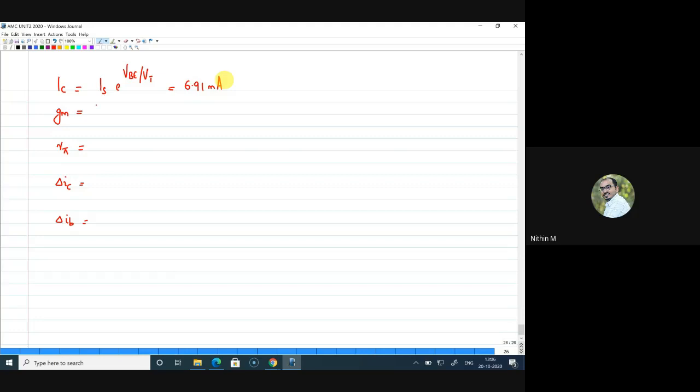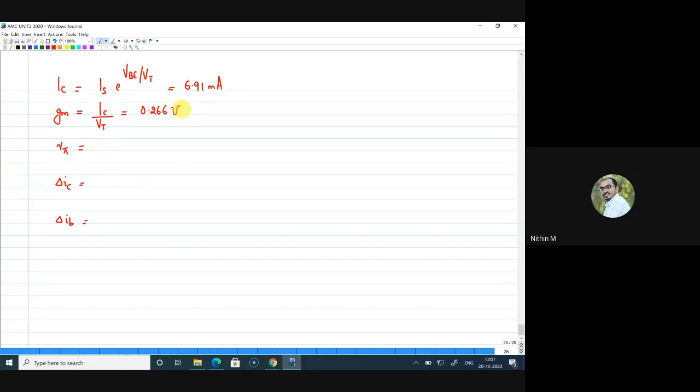Now, once IC is known, you can find GM. GM is IC by VT. So if you evaluate that, you will get the GM value. What is the GM value? 0.266. Is it milli? No, right? I think it should be 0.266 amps per volt only, right? Yes, that is GM.